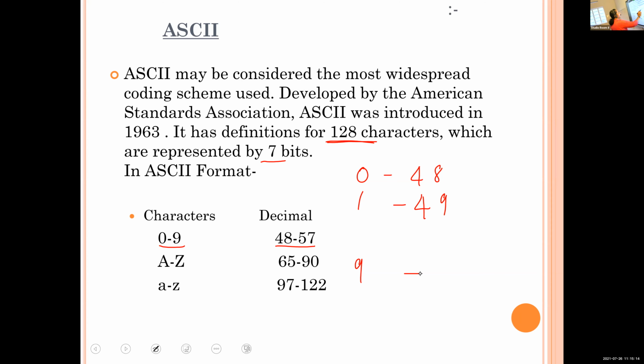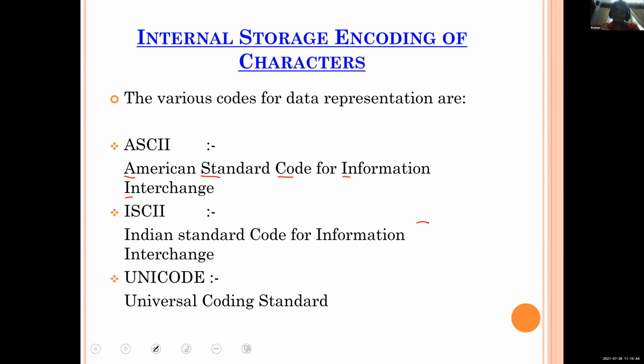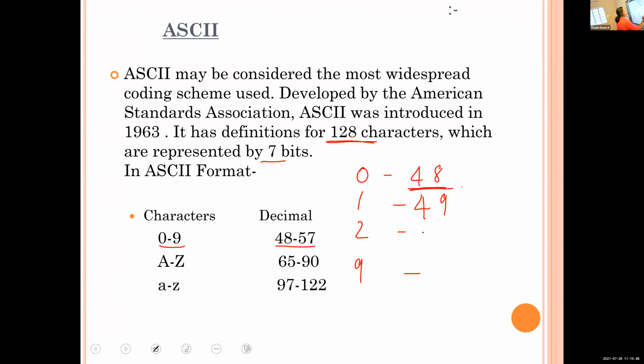The ASCII value of 0 is 48, 1 is 49. What is 2? Yes, correct, 50. It is 50.